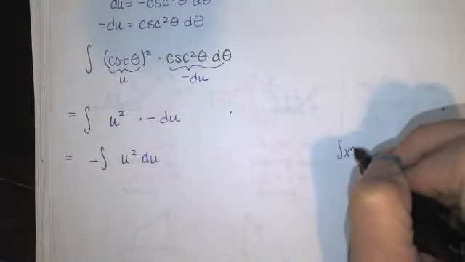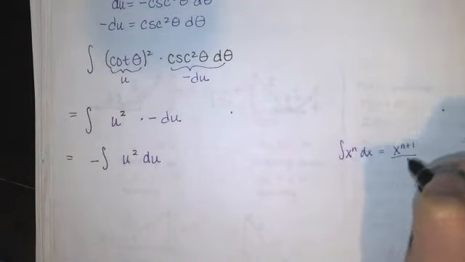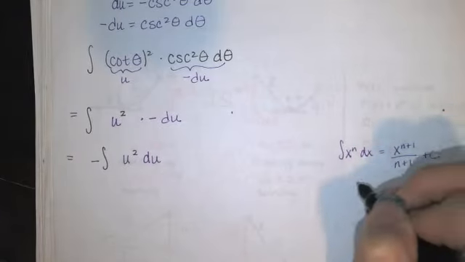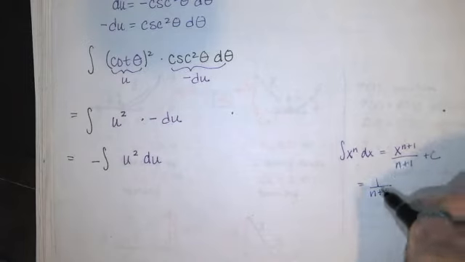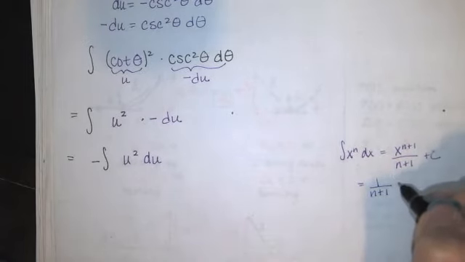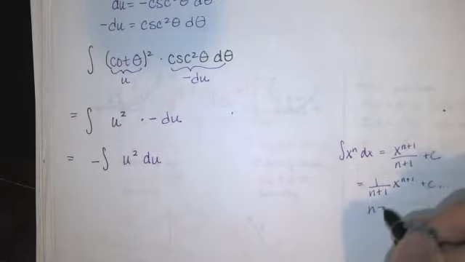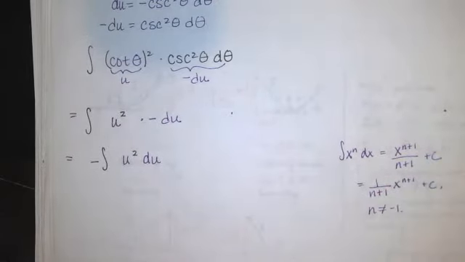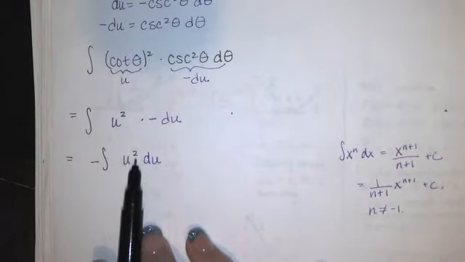We've got the integral of x to the n with respect to x. That's x to the n plus 1 over n plus 1 plus c. Or sometimes I'll write it with the n plus 1 factored out. So we've got a 1 over n plus 1 times x to the n plus 1 plus c. Of course, this is provided that n is not equal to -1. And in our case, we've got an n equals 2.